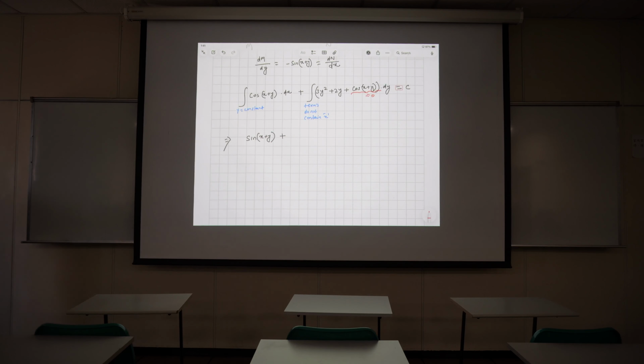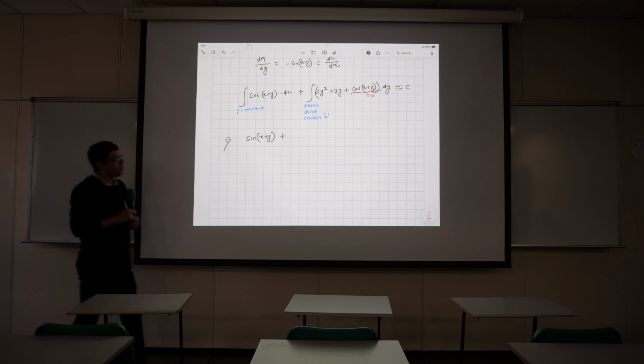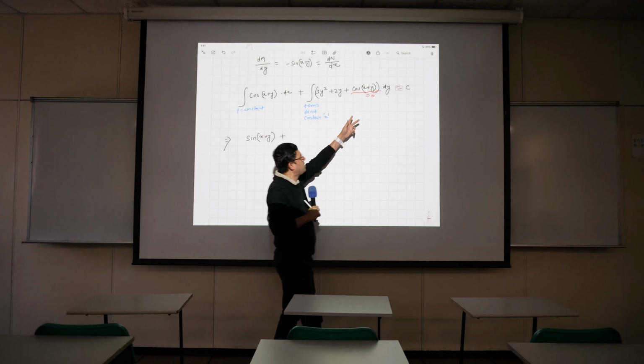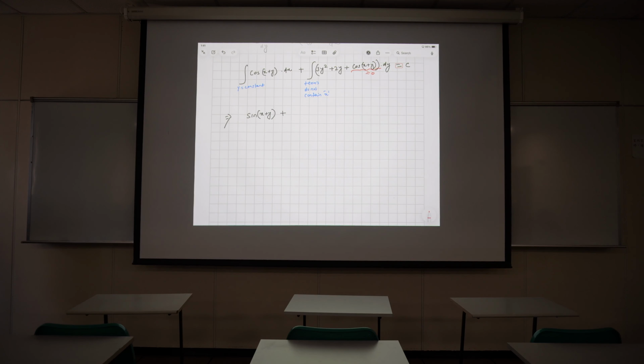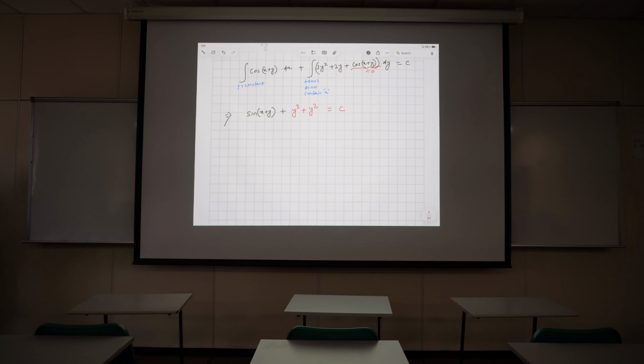So come back to this solution now. Now I consider this term is 0. Now my focus of the integration is only this one. So if I integrate this one, what will I get? y cube plus y square is equal to 6.